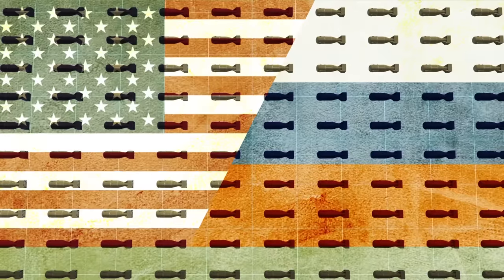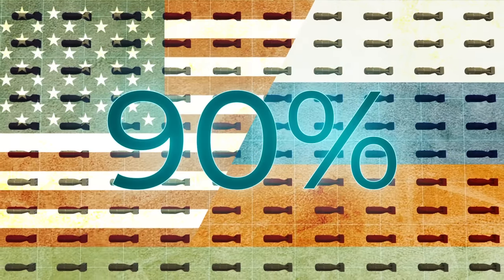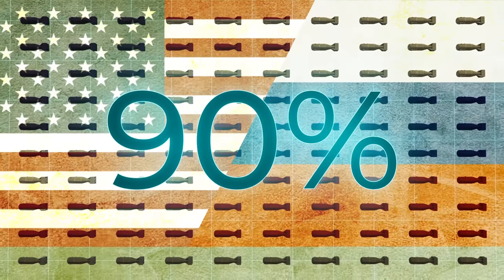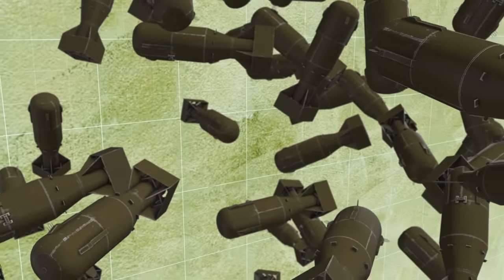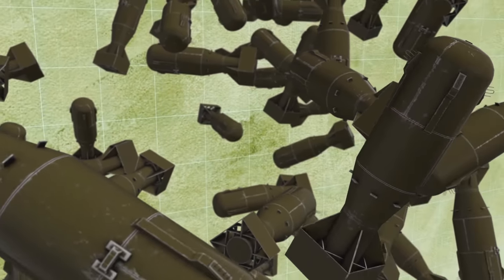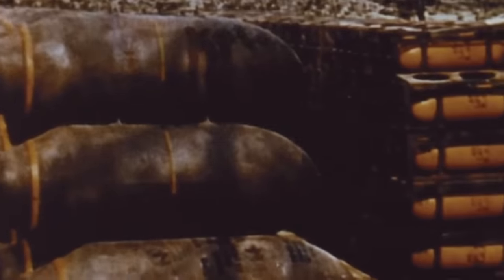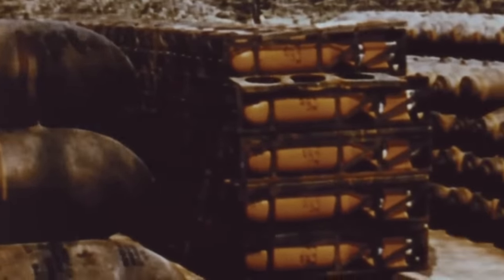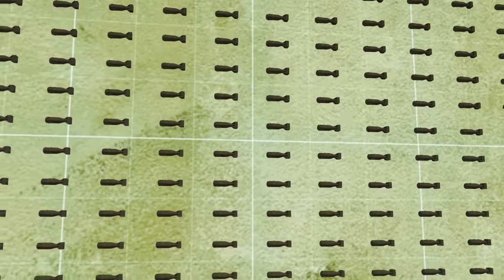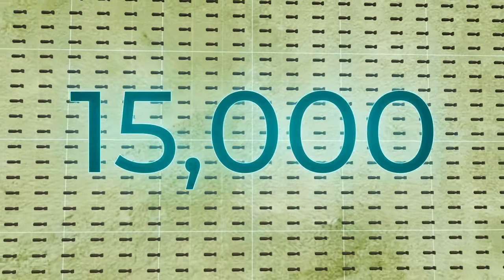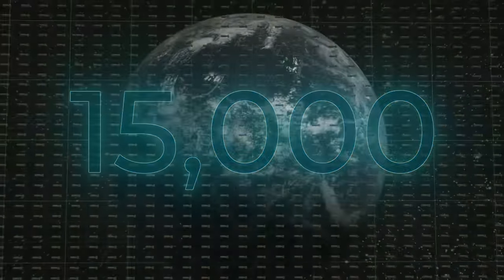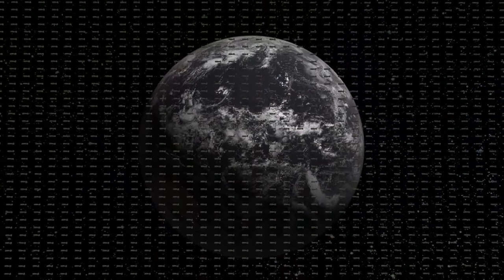Russia and the United States own 90% of these warheads. The rest belong to the remaining countries. But no one knows the exact number of nuclear weapons there are. Some remain hidden and others unaccounted for. So let's take an average number, 15,000. That's how many devices I'm going to launch into space.